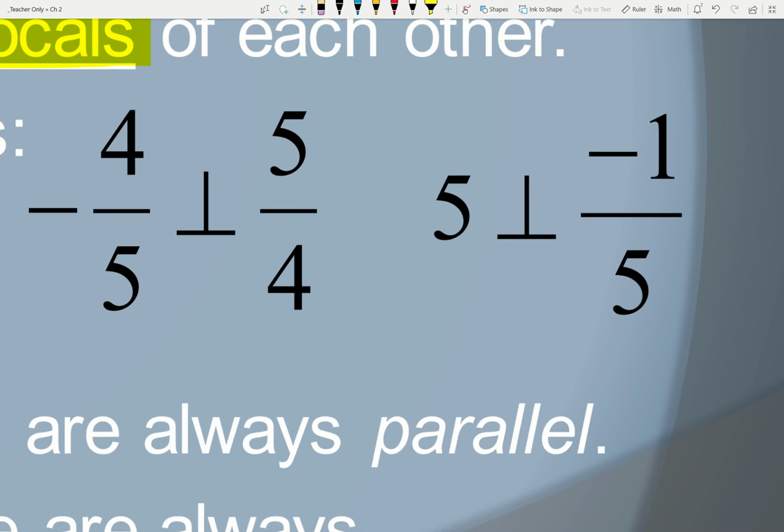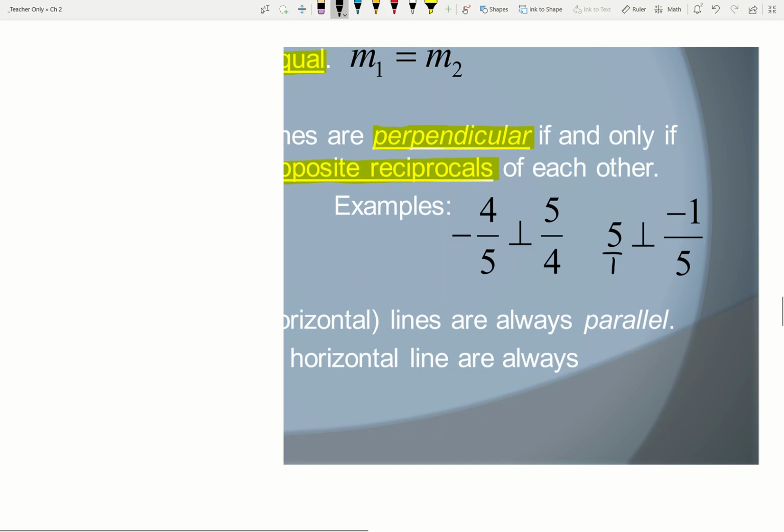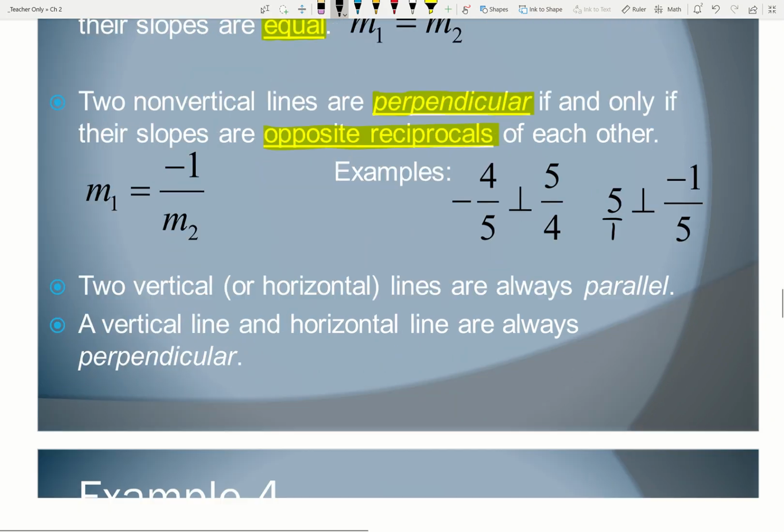5, positive 5, and negative 1/5 would also be opposite reciprocals. Keep in mind that 5 you could write as 5/1. So if I flip that upside down, I get 1/5 and change the sign. That would make it a negative. So that would be a couple of quick examples of opposite reciprocals there, okay?